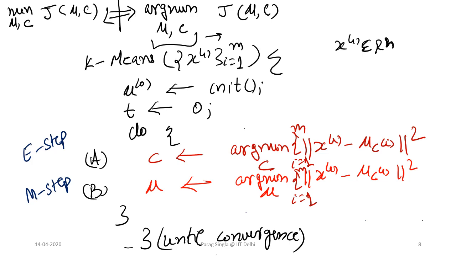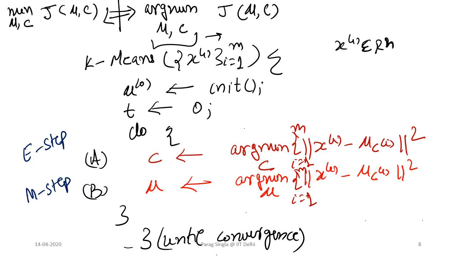So let me say it again. At each step, for example, for step A, we are looking for the most recent mu's to compute the new C's, or the cluster assignment, and in step B, we are looking for the most recent cluster assignments to compute the new mu. And this process goes on and on until convergence.